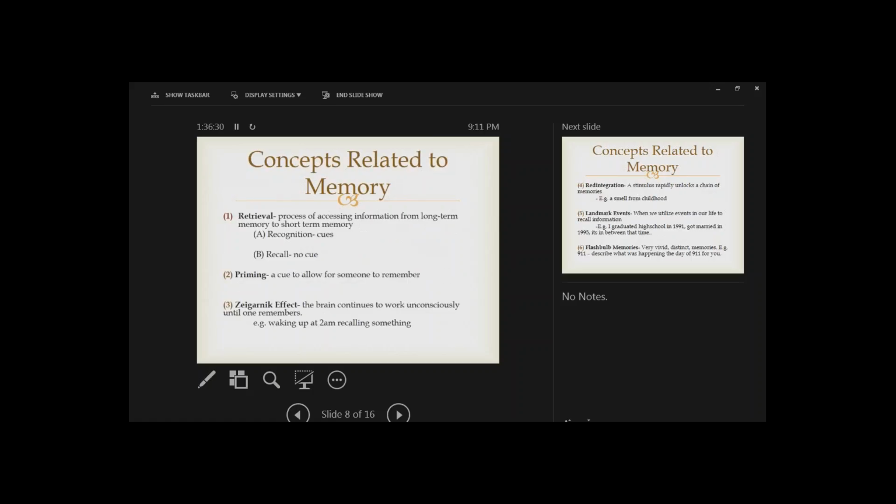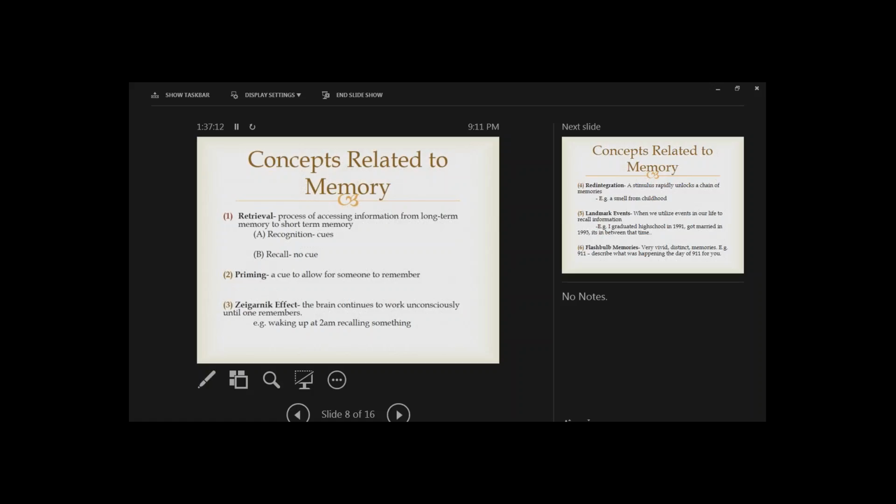Now, what are some concepts that I want you to know about that are related to memory? The first concept is called retrieval. So when we say, oh, can you remember? What we're asking is, can you retrieve it? Retrieval is the process of you actually accessing the information, bringing the long-term memory into short-term memory. So retrieval is the process of accessing information from long-term memory to short-term memory.